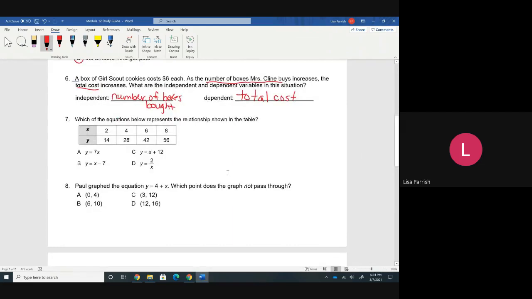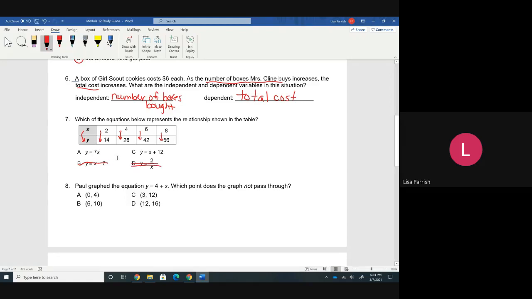All right, number 7. Which of the equations below represents the relationship shown in the table? Now, remember when we did tables, you're always going from the X to the Y. Okay, so in this case, we're going from the 2 to the 14 and the 4 to the 28 and the 6 to the 42 and so on. Okay, so remember when your numbers are getting bigger, you're either adding or multiplying because we're going from 2 to 14 and 4 to 28. So we know we're adding or multiplying, so we don't want to pick B or D.